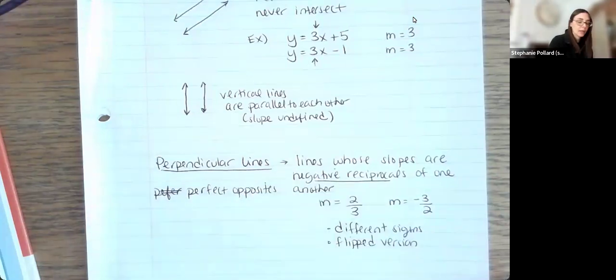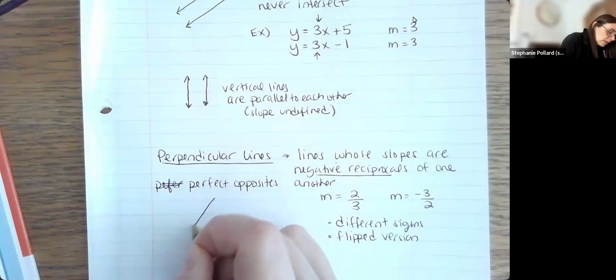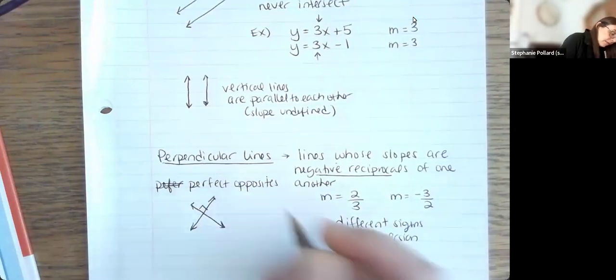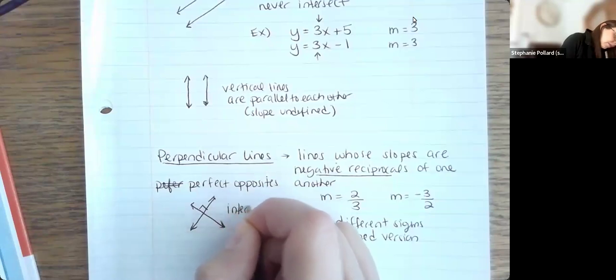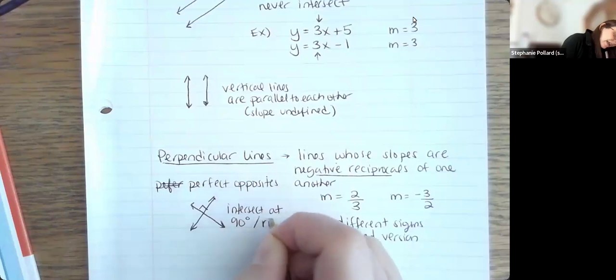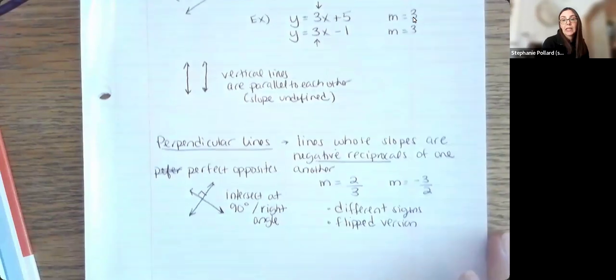Couple other things that happen here. One, they do intersect, and they intersect perfectly at 90 degrees, which is also a right angle. So it's an intersection we really like.